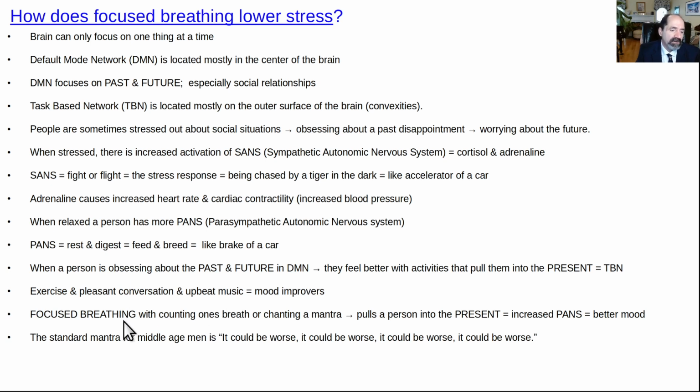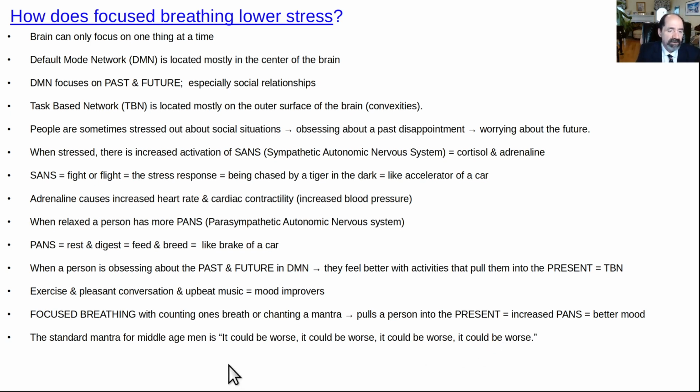Focused breathing is along those same lines. When you focus on your breath, counting your breaths, sometimes chanting a mantra, that pulls a person into the present, and it's a controllable situation. So the brain's only focusing on one thing, and it's something the brain can easily control. By pulling oneself into the present, you get away from the past and future default mode network mode where you were stressed out, and that will improve mood, and that can lower blood pressure and heart rate.